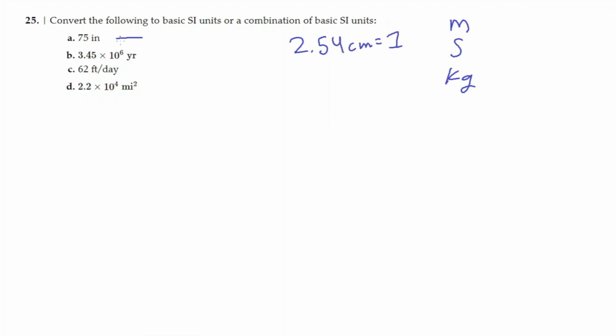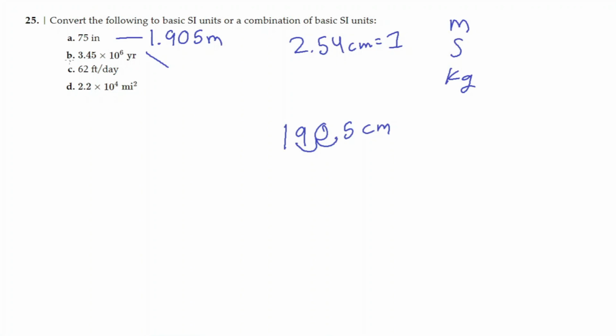So what we need to do is multiply 75 times 2.54, and that would give us 75 inches is equal to 190.5 centimeters. And now we need to change it into meters, in which we would move the decimal 2 places, or divide by 100, in which 75 inches is equal to approximately 1.905 meters.